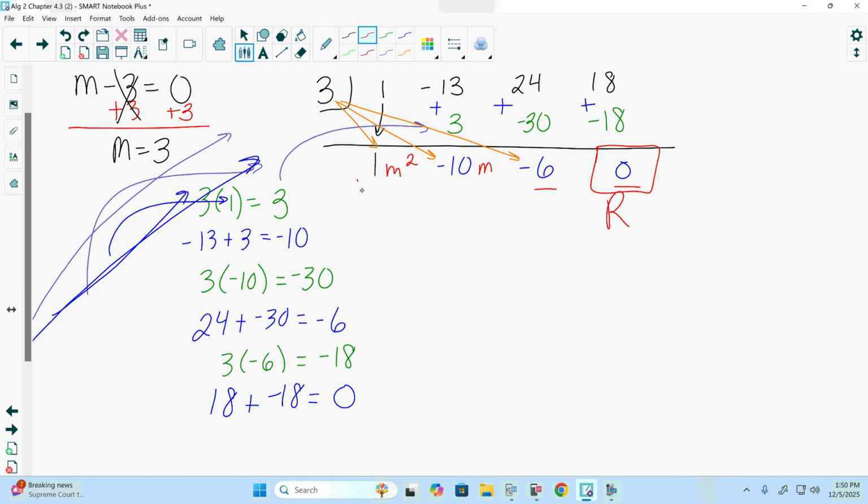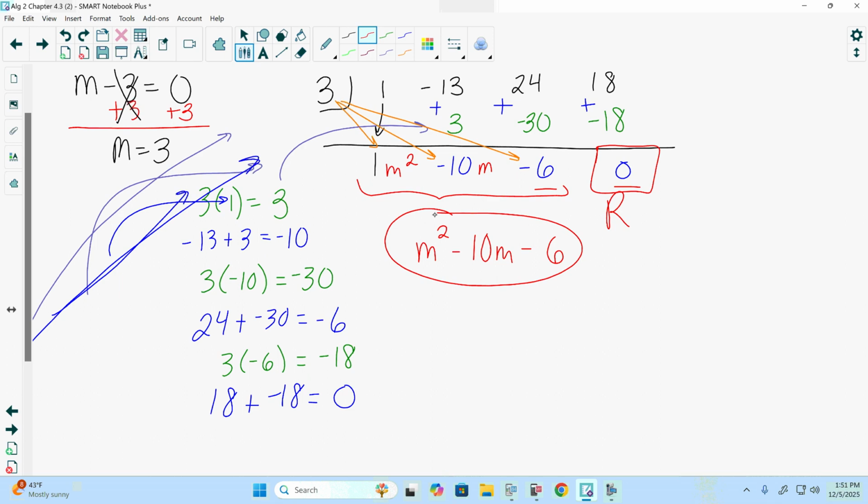And what that tells us is that our solution is m squared minus 10m minus 6, and then we would add our remainder to it. But since the remainder is 0, there is no remainder, telling me that the solution is just m squared minus 10m minus 6. And that's it. Questions on this here? We ready for the next one? Yes? All right.